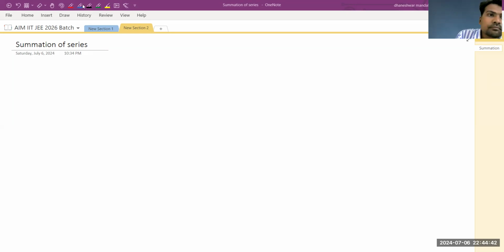I already know about some basic sums. If we have 1 plus 2 plus 3 up to n numbers, then in this place I can simply write the summation of r, where r varies from 1 to n. This summation is known as sigma.